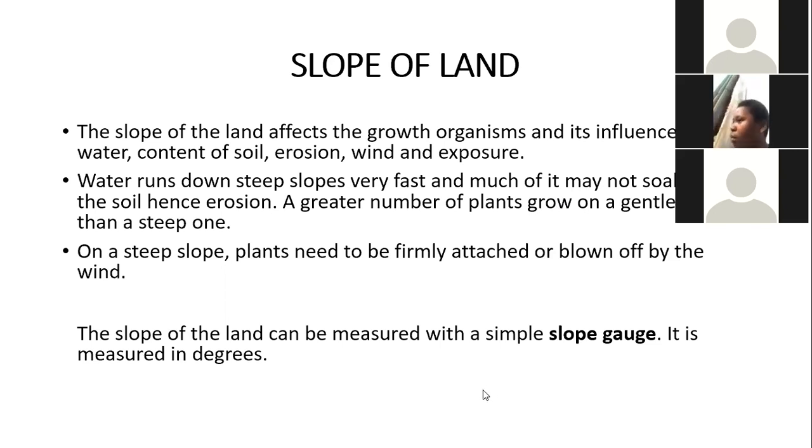Now, slope of land. As the name sounds, it's just how sloppy a land is. Slope of land affects the growth of organisms and influences its water content of soil, erosion, wind, and exposure.